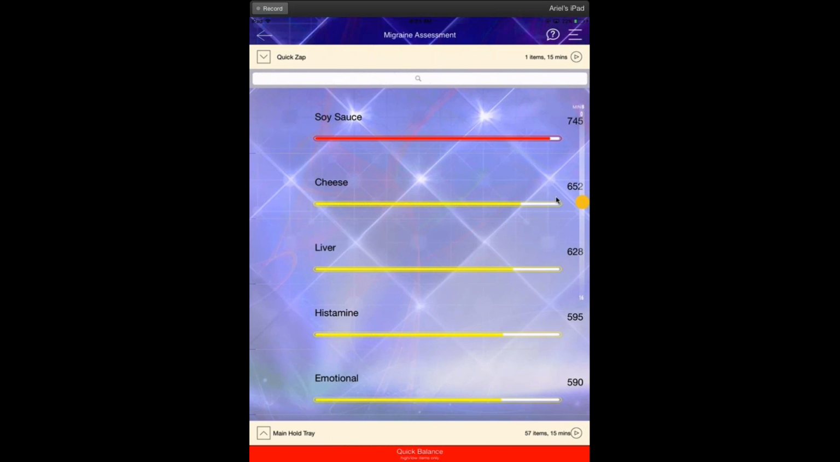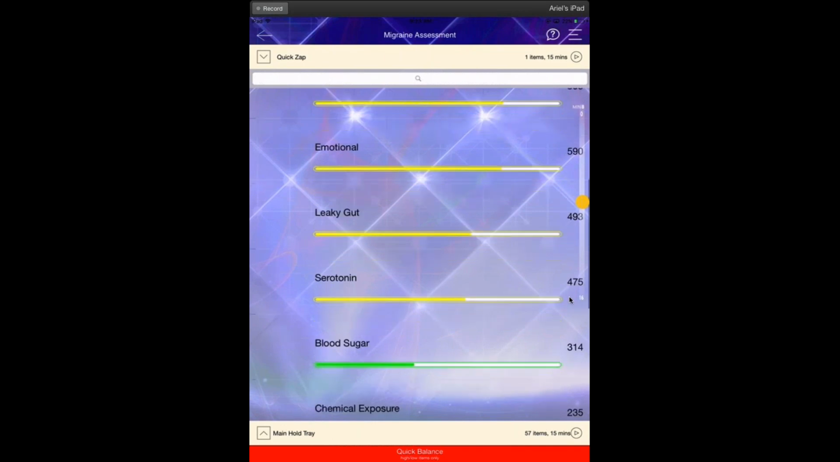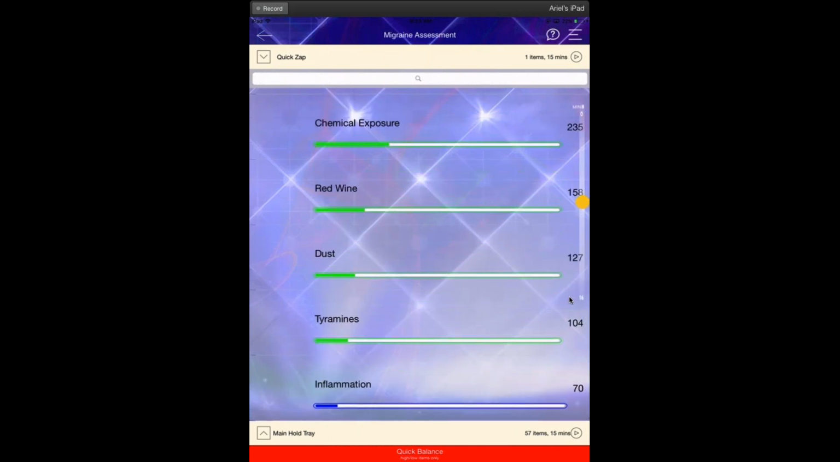Then we see cheese, 652, liver, 628. We're going to include all of those down to the number 600. Even though they're in green and yellow, you guys, write down the numbers: 200, 600, 200 and lower, 600 and higher. So red wine, maybe she doesn't drink wine, but for some reason that's coming up.